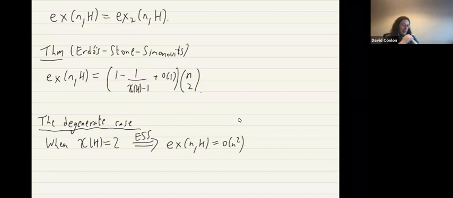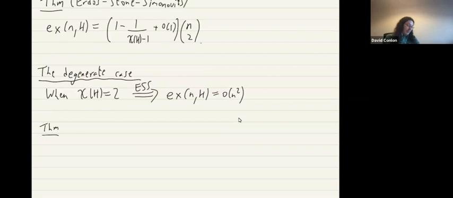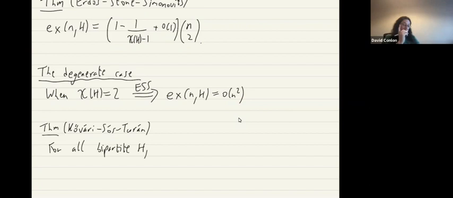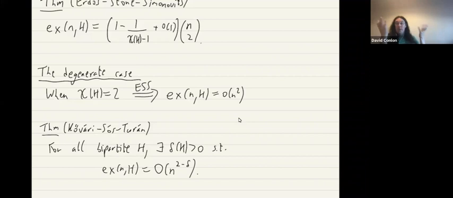Okay, but you might want to do better than that. And actually, there are better known results than that. So actually, there's a theorem of Kővári, Sós, and Turán from the 50s, where they actually show that you can get a power saving. So for all bipartite H, because chromatic number 2 is the same as saying that you're bipartite, for all bipartite H, there exists some delta of H greater than naught, such that the extremal number in this case is big O of n to the 2 minus delta. So you can always actually get a power saving rather than just a little o of n squared term.